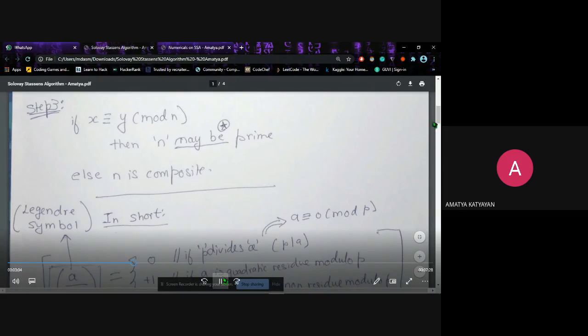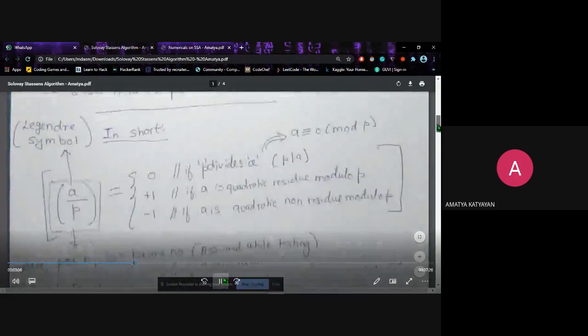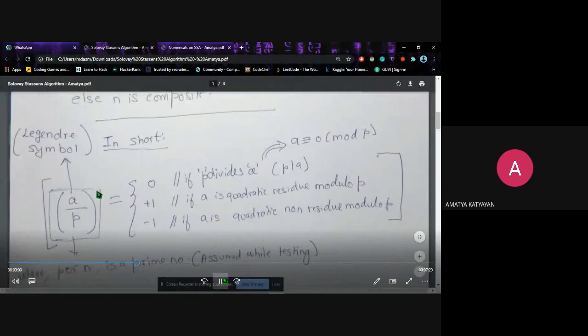Maybe prime. And as discussed before, we can write the above in short that in case p is found to be prime, it will become a Legendre symbol, that is (a upon p), and it will give the value 0, plus 1 or minus 1, and it will always be in this range. That is 0 when p divides a, 1 if a is a quadratic residue modulo p, and minus 1 if a is a quadratic non-residue modulo p, and p here denotes a prime number. Instead of p, you can also have the notation n.